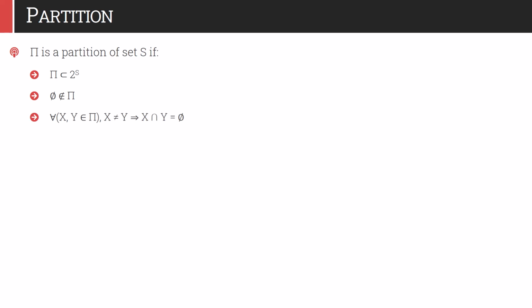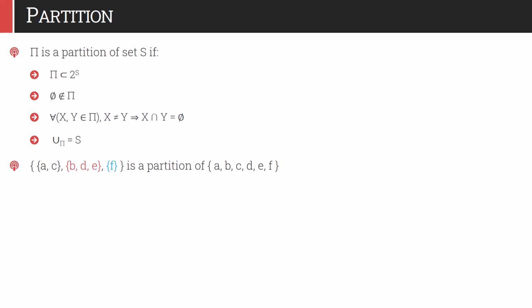So x and y are some subsets from the partition. If we take any two subsets, then they should not be the same and their intersection must be null. And when we take the union of all the partition, it should form the original set back. Let us try to understand it with an example.